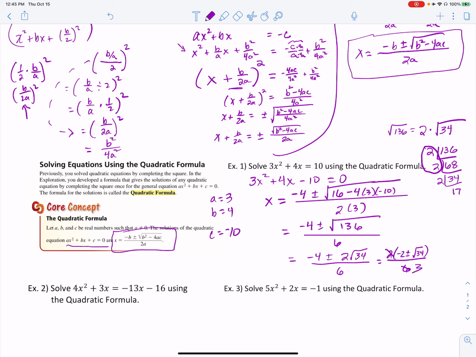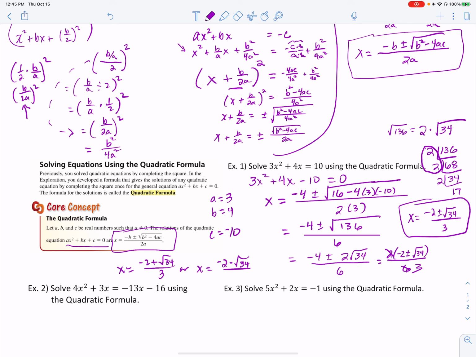Just be careful not to try to simplify. The 2 had to be in both of these two terms, the 4 and the 2 root 34, in order to factor it out and reduce it. So my final answer is x is a negative 2 plus or minus the square root of 34 all over 3. And we could break that into two values. It could be x is a minus 2 plus root 34 all over 3, or x equals a minus 2 minus root 34 all over 3.